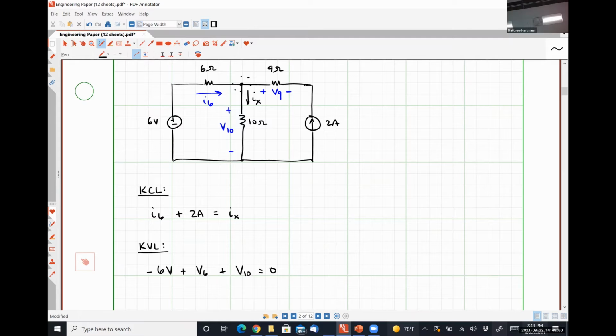And we could use Ohm's law to transform some of those unknowns into different unknown quantities, right? So over here on the right-hand side, let's call this our Ohm's law section. We could say that V10 is equal to 10 Ix, R times I, or V is equal to I times R. And similarly, we could say that V6 is equal to 6 I6 using Ohm's law.